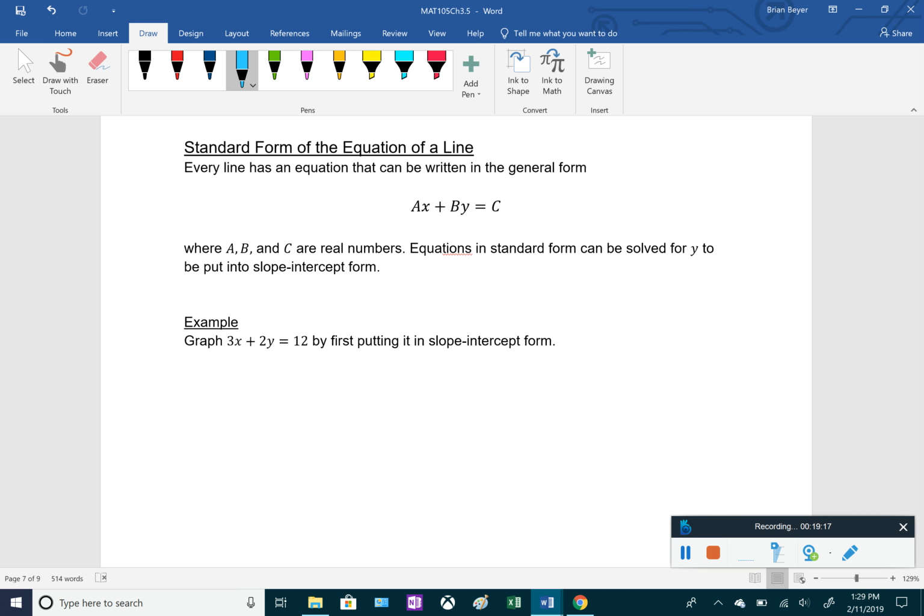So what we can do here is, if we're ever given it in this form, which we have been already, we can always solve it for y to put it into slope-intercept form to help us graph it if need be.